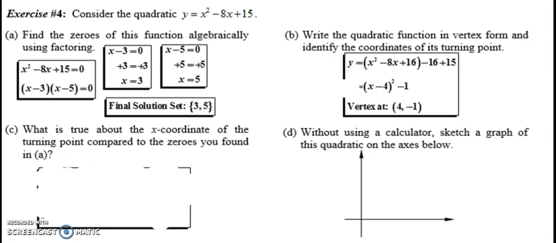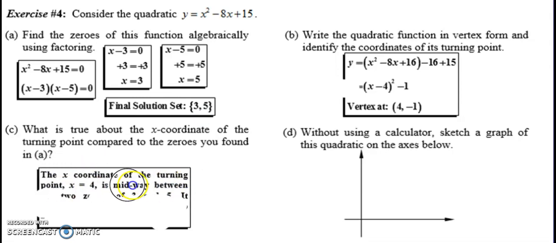All right, now let's take a look at part C here. What is true about the x-coordinates of the turning point compared to the zeros? So look at the x-coordinate of the turning point and then look at the solution. And do you notice anything about that? Well, it should make sense that you notice that the 4 is right in between the 3 and the 5. So the x-coordinate of the turning point, x equals 4, is midway between the two zeros, 3 and 5, and therefore it is the average of the two.